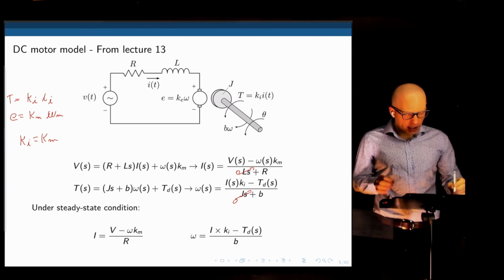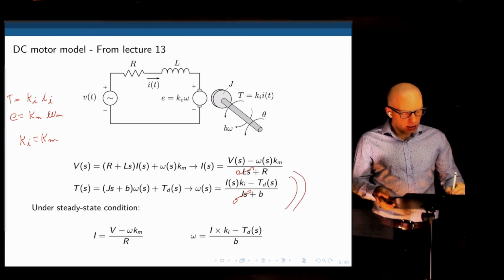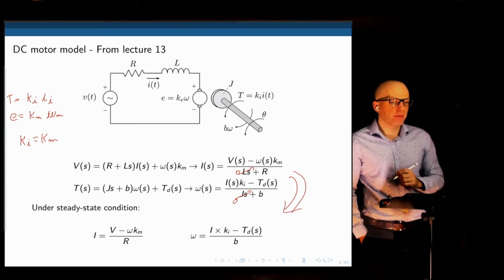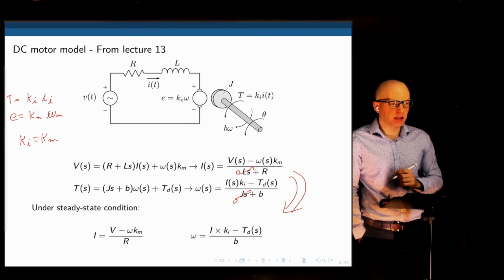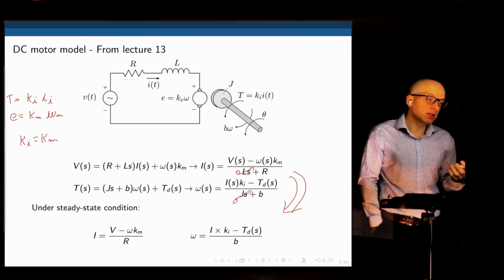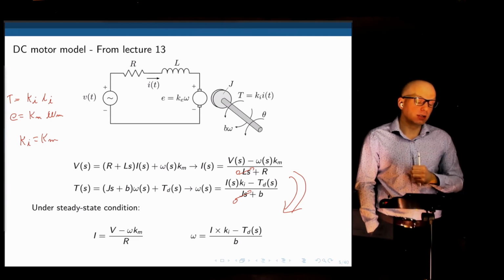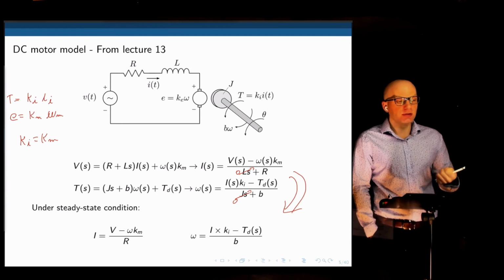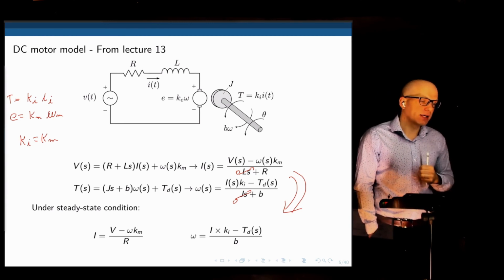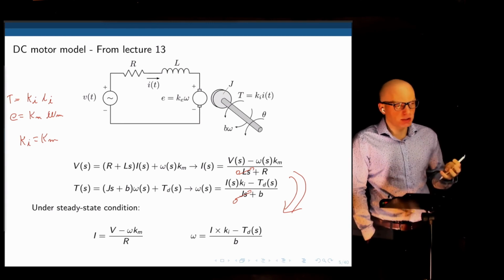And if that is the case, then under steady state conditions, these two equations simplify to the following two. Now we see that the only parameters affecting the steady state are the resistance, which makes sense, the greater the resistance, the smaller the current, and viscous friction. The greater the viscous friction is, the smaller the maximum speed of the motor is. That makes perfect sense.